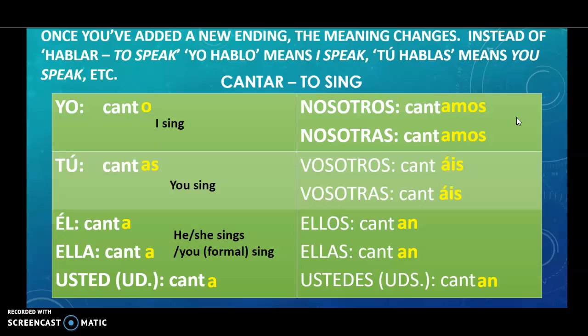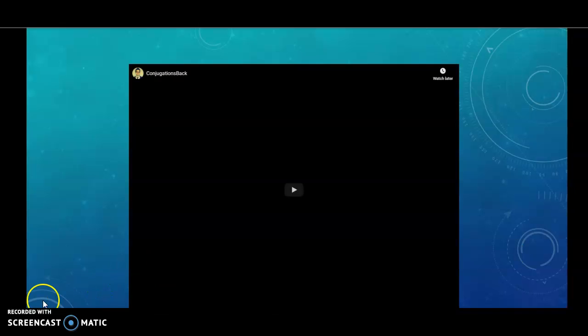Nosotros, nosotras cantamos. We sing. Vosotros, vosotras cantáis. Figure out what that one is. Y'all sing. Ellos, ellas, ustedes cantan. That would be they, ellos or ellas, they sing. Or ustedes, you guys sing. All right, that is it.